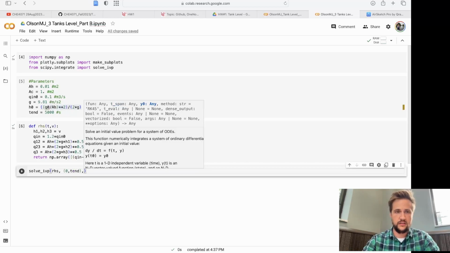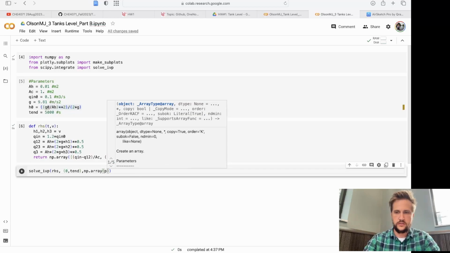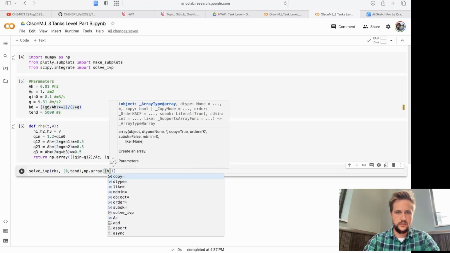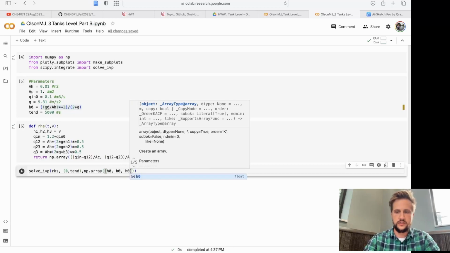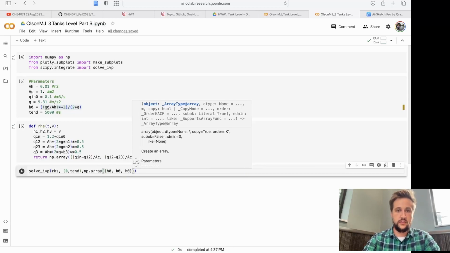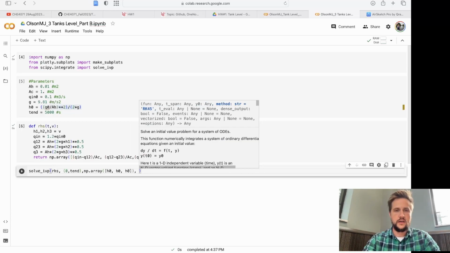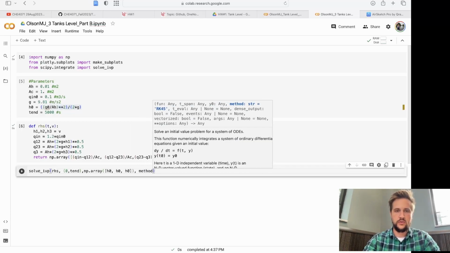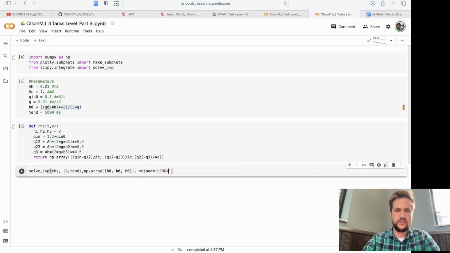Here we've got our list of values, which is H naught, H naught, H naught, because we've got 3 different heights, the fluid heights in all 3 tanks here. And since we're doing multiple differential equations and trying to plot them out, we're going to use a little bit more of a powerful tool to capture that effectively.